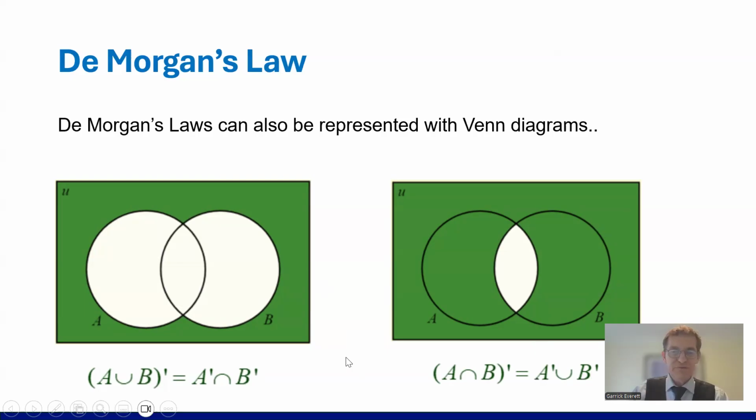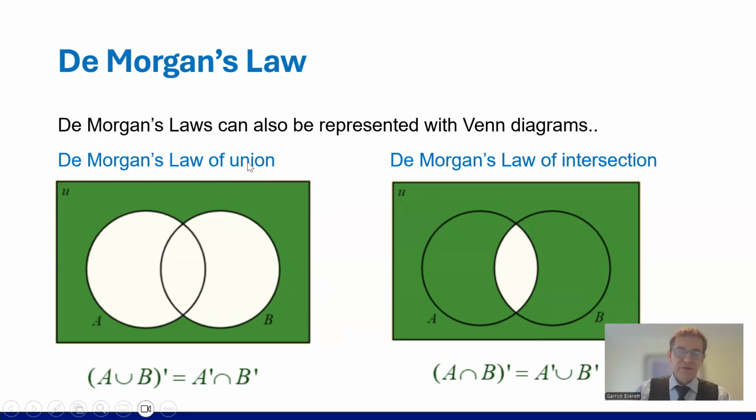Now, these two laws, instead of calling them 1 and 2, which I think is the best way to refer to them, can be referred to as the law of union and the law of intersection. When they're referring to that, they're looking at the elements that are in the brackets. So A union B is in the brackets, and A intersection B over here is in the brackets. So just be careful if you're naming them De Morgan's law of union, because both of these have both symbols.